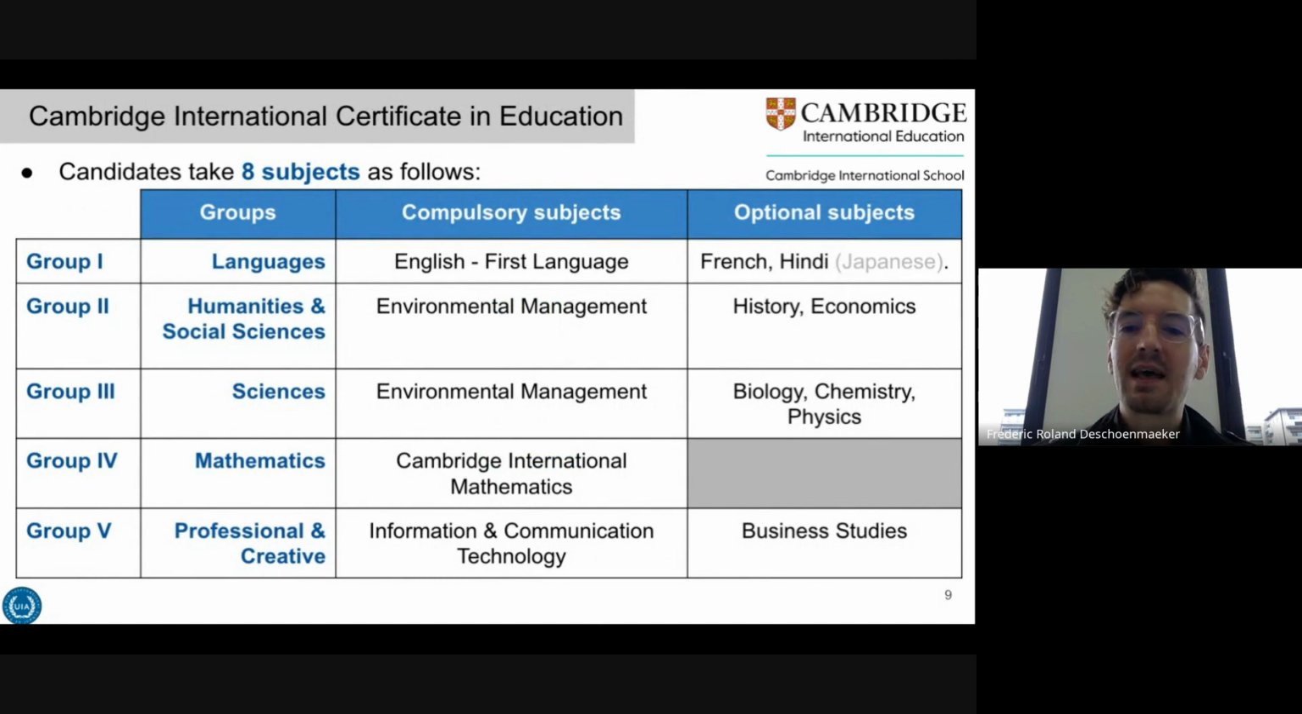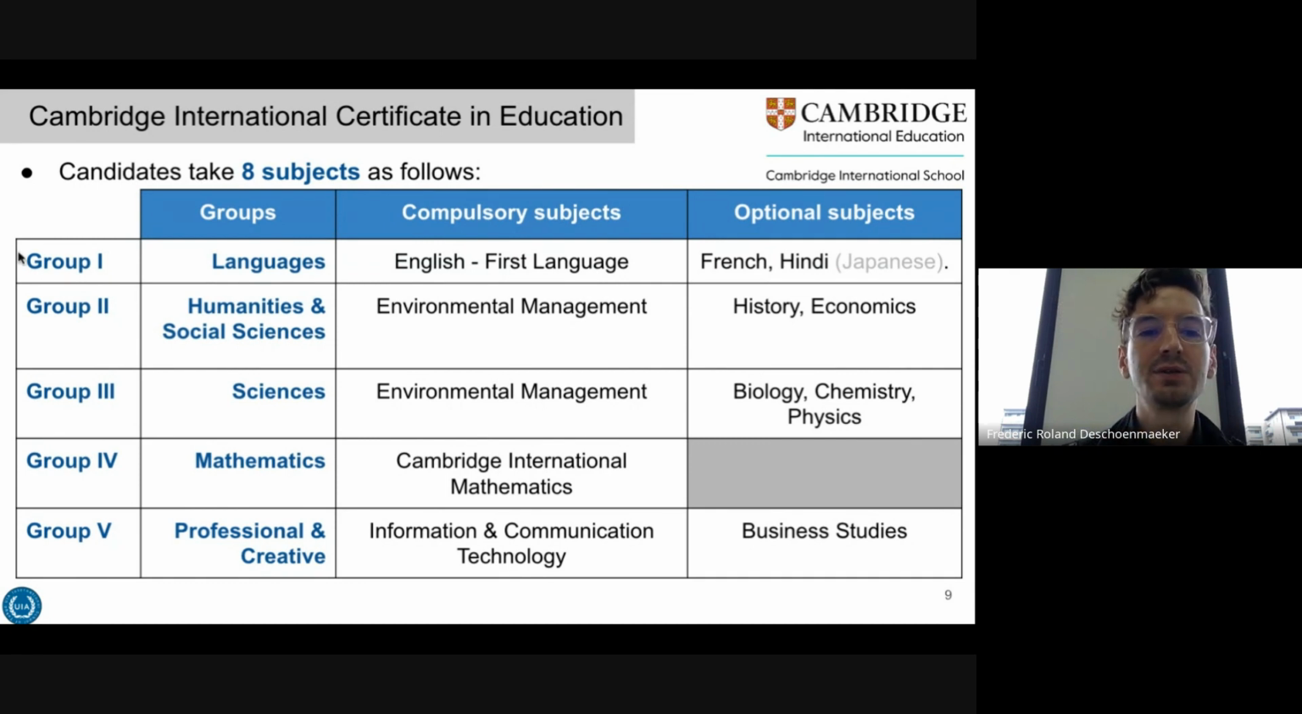So here is what happens at UIA. You can see that students actually have 4 compulsory subjects and 4 optional subjects, in a way that all of them, with an exception, are eligible for IGCSE as long as they register for all subjects for the examination, and they pass according to the criteria.